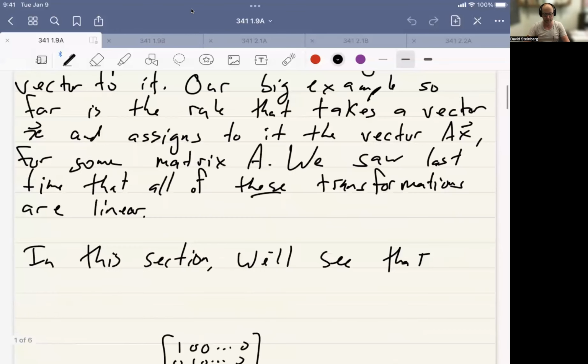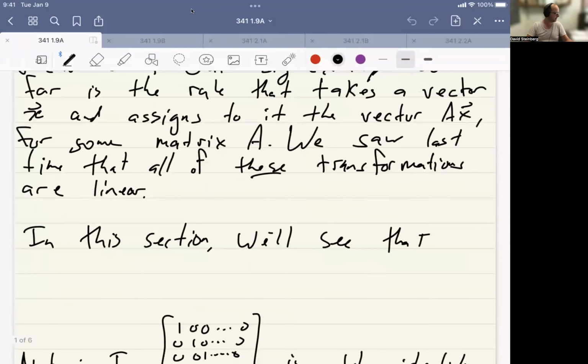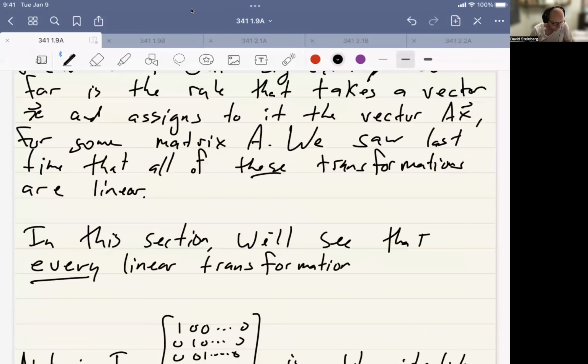So in this section, we're going to show that, what are we actually going to show? We're going to show that, but I have misplaced my notes. We're going to show that every linear transformation comes from a matrix.